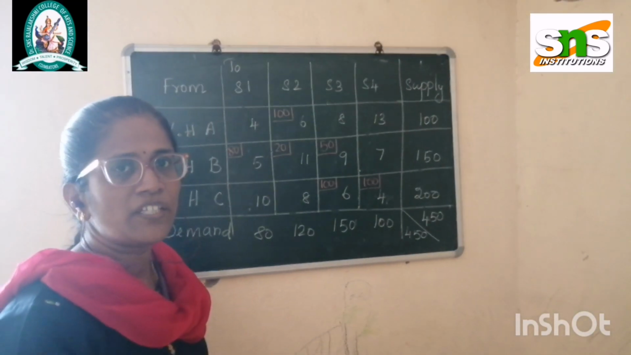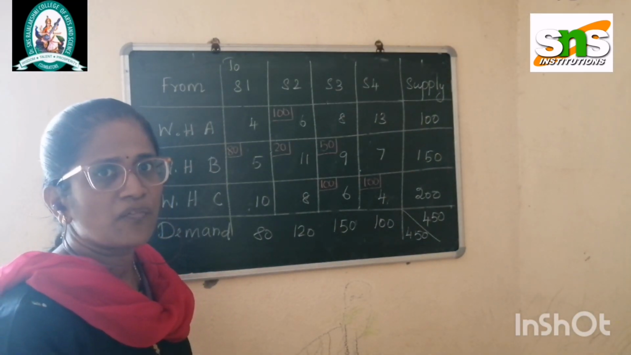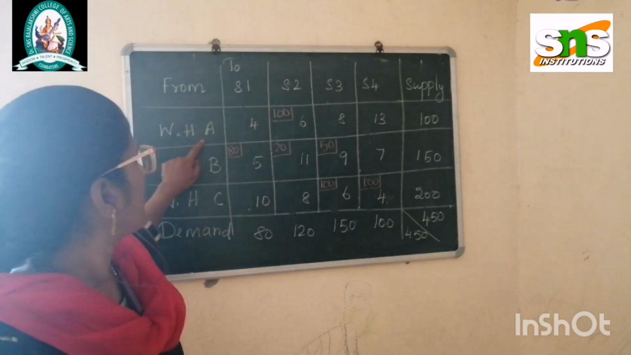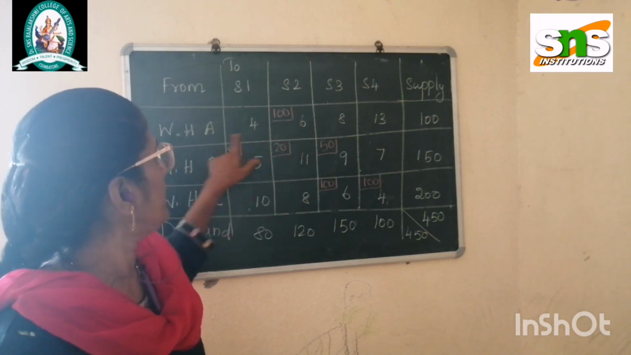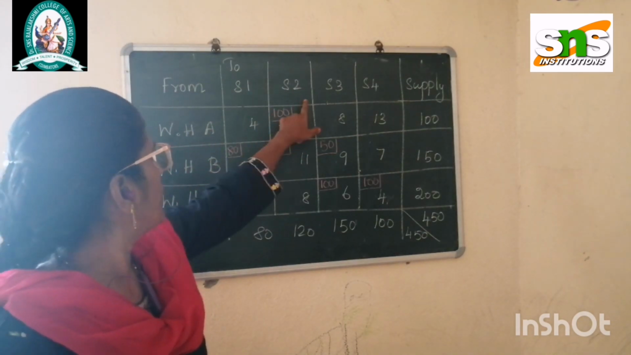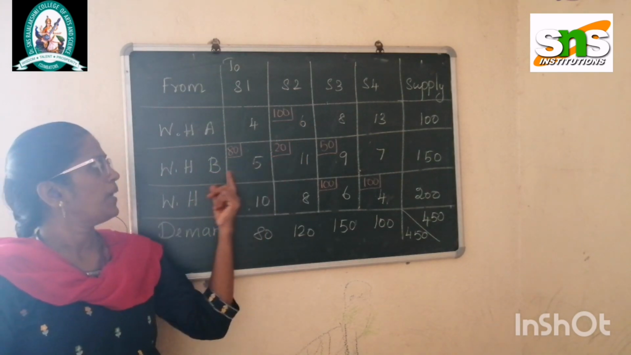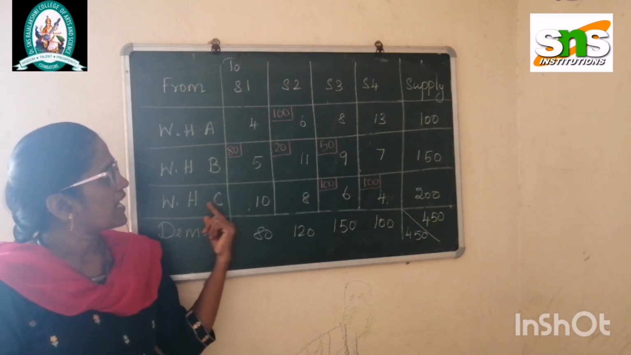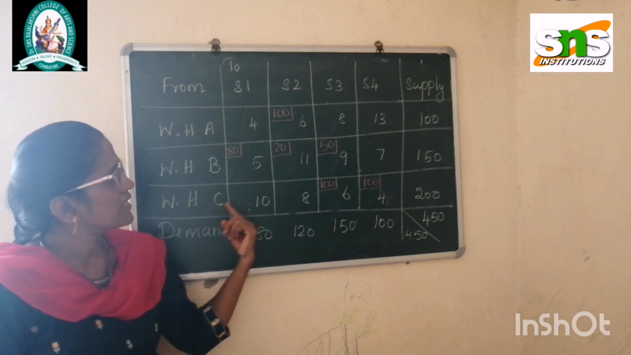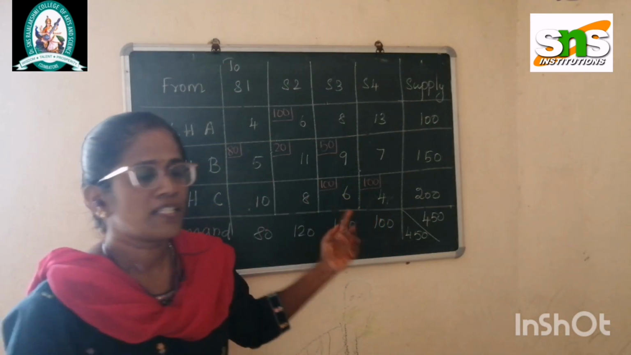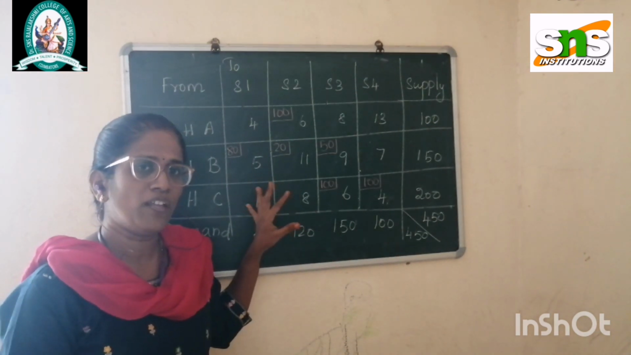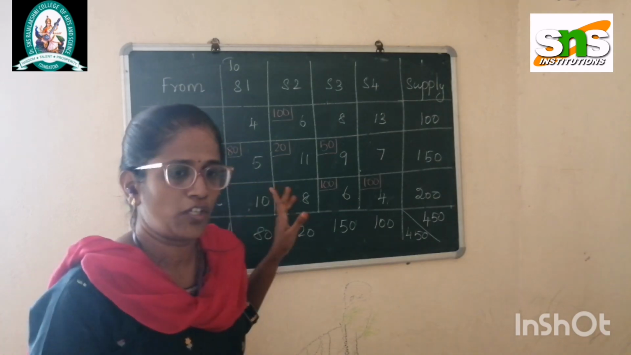Finally, in the VAM method, we get the initial basic feasible solution that A2 is 100, then B1 is 80, B2 is 20, B3 is 50, and C3 is 100, C4 is 100. This is the final allocations of this given transportation problem.